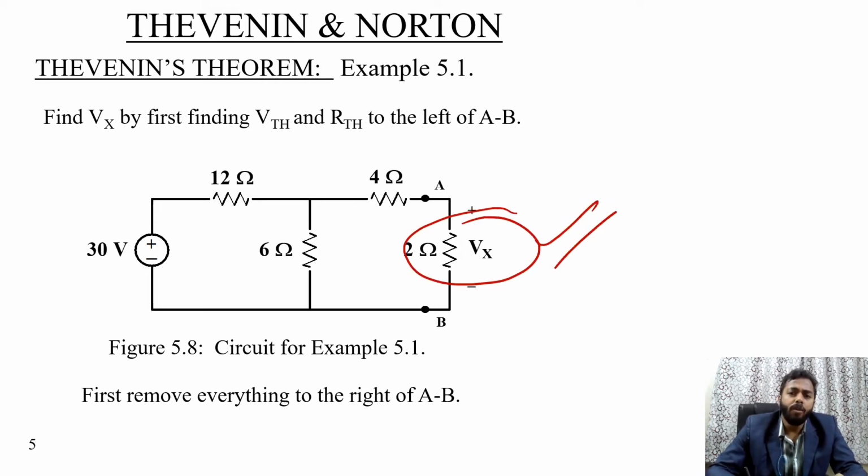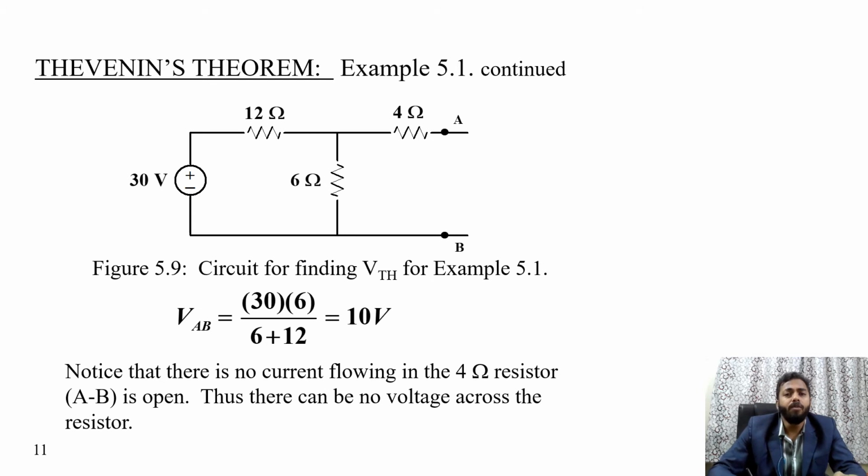This is your load. You have to find out the Thevenin's voltage across it, and this is the supply voltage here. Internal network 1 has the resistances 12 ohm, 6 ohm, and 4 ohm. You have to find out the voltage across the terminals A and B. For that you have to open the terminals A and B, and remove the 2 ohm resistance from the terminals A and B. So here we removed this resistance.